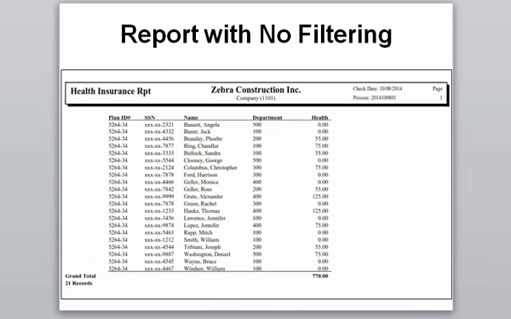Here we have an example of an insurance report where all of the employees are displaying. When you run a report with no filtering, it will list all of your employees. Note that we have employees with 0 amounts. We want our report to include only the employees who are participating in this plan. To do this, we need to use the filtering option.